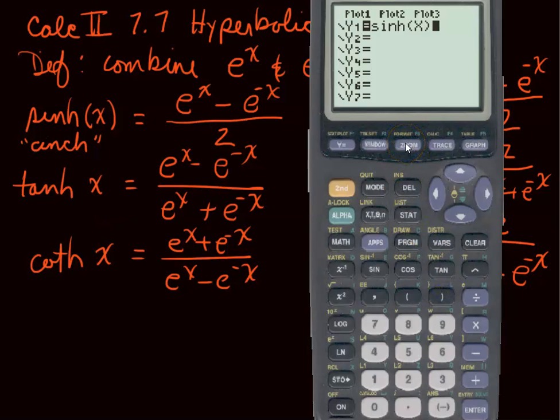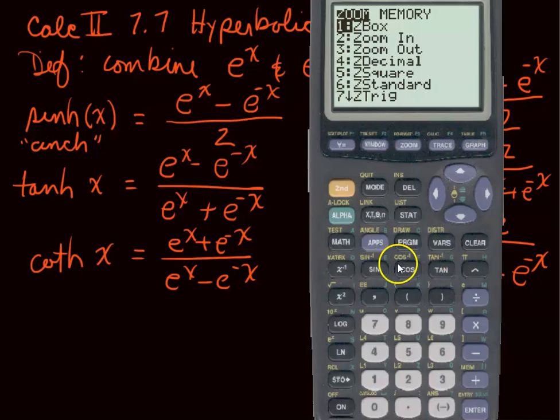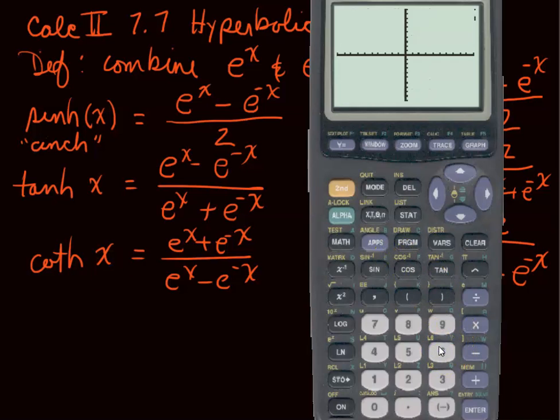Now you can do a zoom standard, and it's not too bad. Sinh x looks sort of like a cubic.